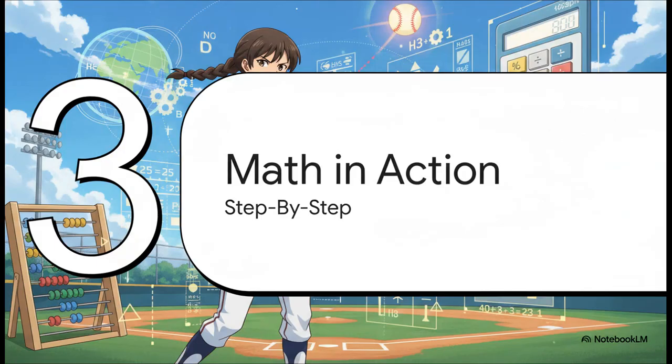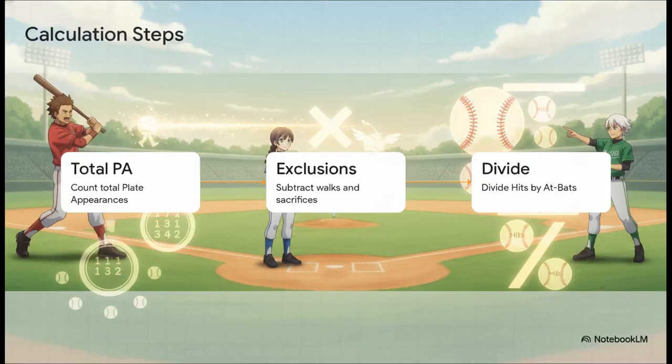Section 3, Math in Action. Let's walk through this step by step. All right, if you want to calculate this yourself, you literally just follow these 3 chronological steps. Step 1, count up the total plate appearances. Step 2, subtract those exclusions we just talked about, the walks, sacrifices, and hit by pitches. Step 3, take that remaining number, which gives you your official at-bats, and divide your hits by that number. Stick to this system, and you'll never accidentally count a walk as an out.